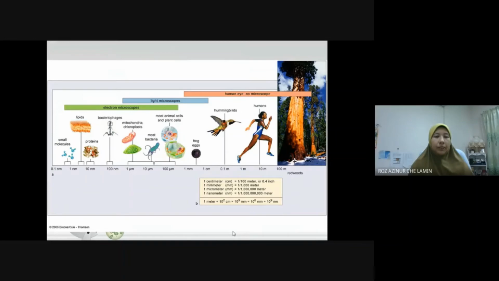Here is the comparison of the sizes of organisms on Earth. Small molecules may be below 1 nanometer. Humans could be from 1 meter up to 10 meters.